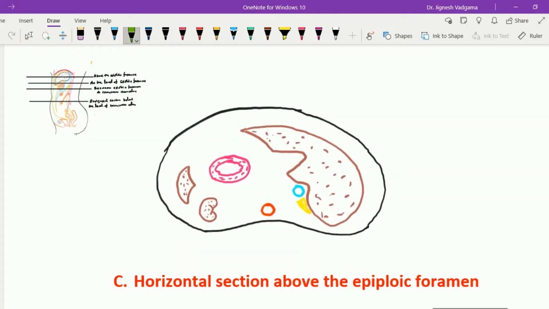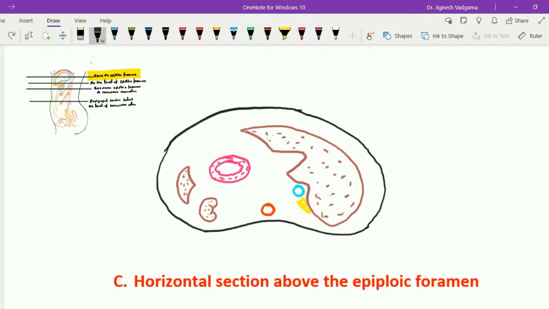Now in the previous lectures we have seen the two horizontal sections for the peritoneal cavity: one below the level of the transverse colon and one at the level of the epiploic foramina. Now the third section we are going to discuss is above the level of the epiploic foramina, and for that we have to understand the horizontal section.